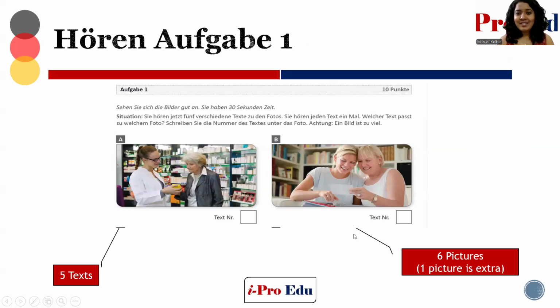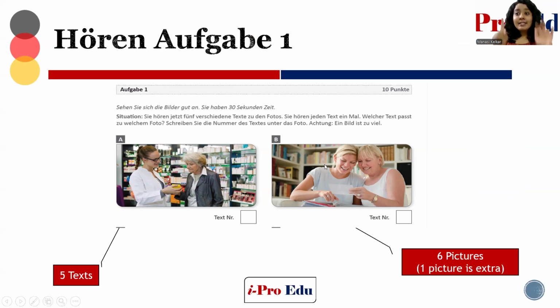Okay. So now if you see on the screen, that is Hören Aufgabe 1. Here we are going to listen to 5 texts. Das ist hören. We are not going to read. We are going to listen to 5 texts. So we are hören 5 Texte.